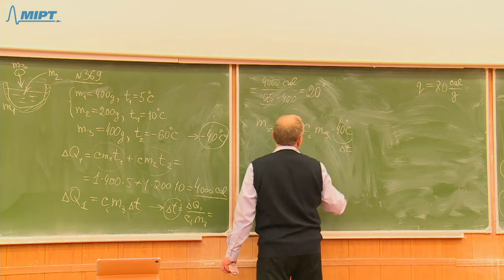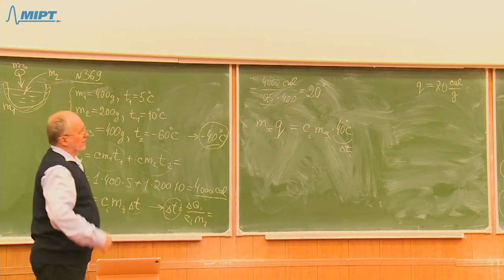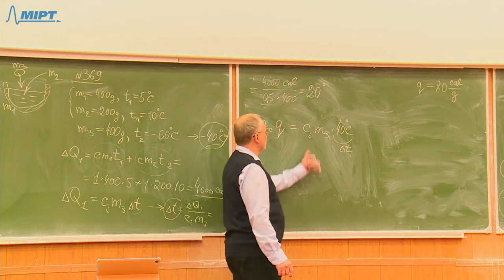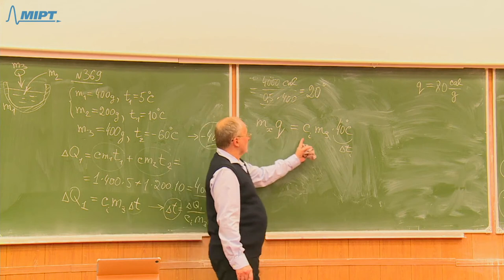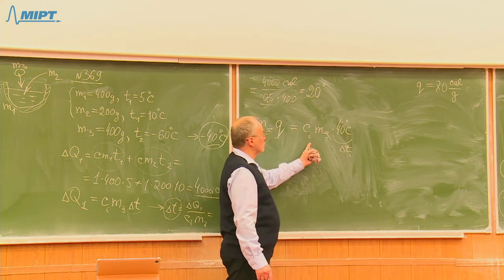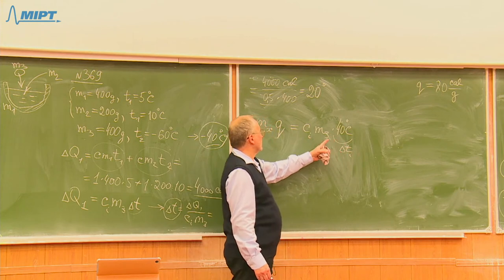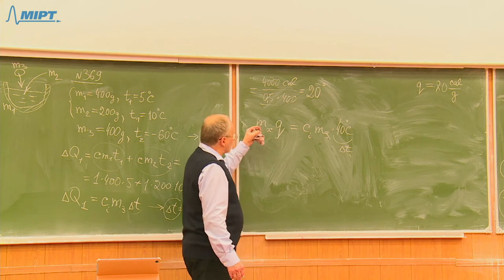This is the change of temperature of ice starting from minus 40 degrees up to 0 degrees. So the ice will be heated up to 0 degrees. And this will require some energy in order to heat the ice, in order to increase its temperature. It will require some heat energy. Where do we take this heat energy? It will be taken from frozen water.